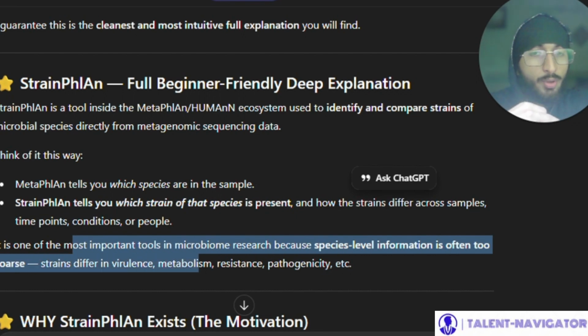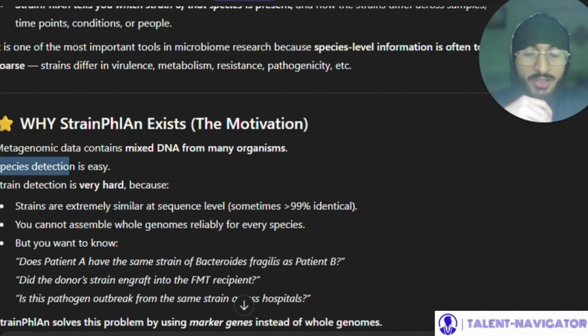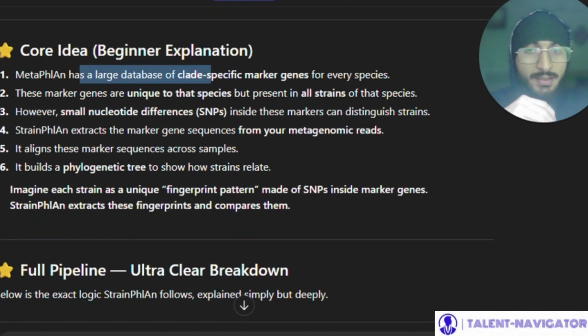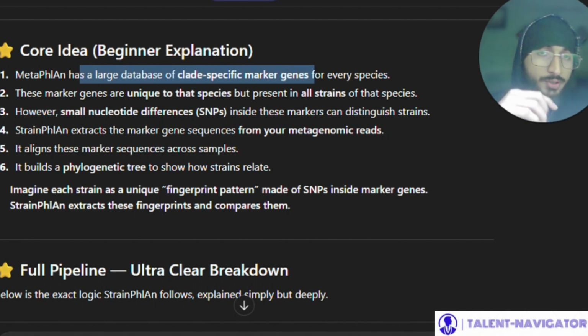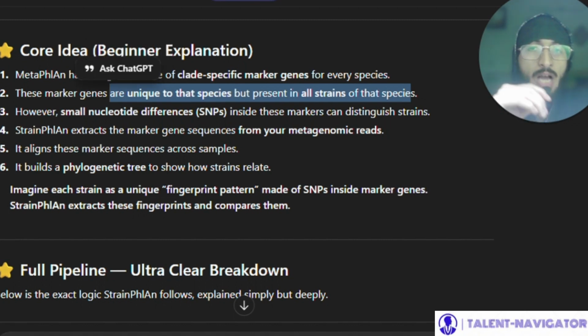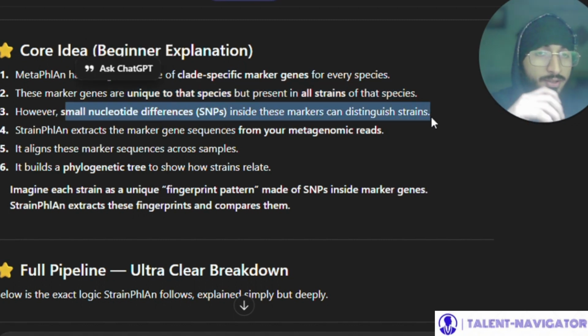Strains differ in virulence, metabolism, resistance, pathogenicity, etc. So basically, species detection becomes easy using strain. Now, the core idea is MetaPhlAn has a large database of clade-specific marker genes for every species. These marker genes are unique to that species, but present in all strains of that species. However, small nucleotide differences, SNPs, inside these markers can distinguish the strains.